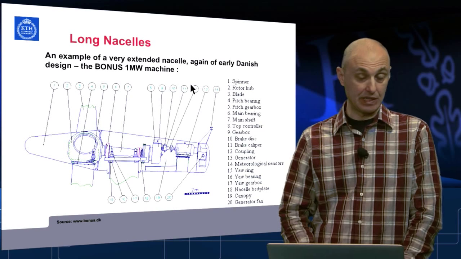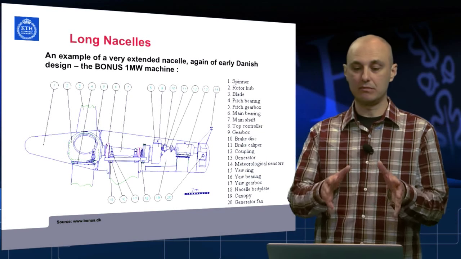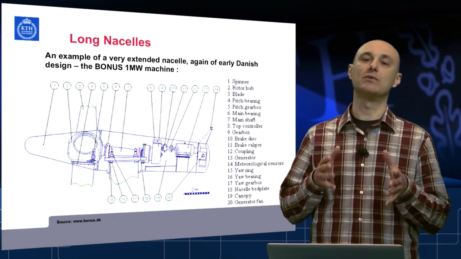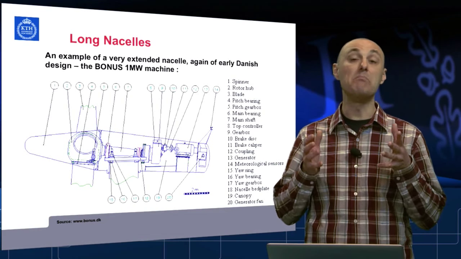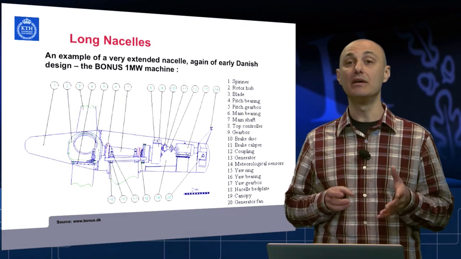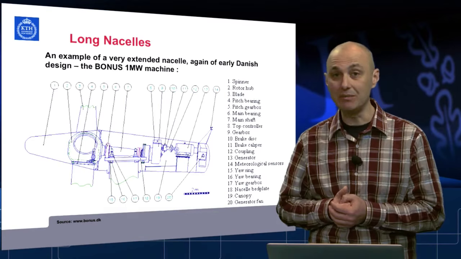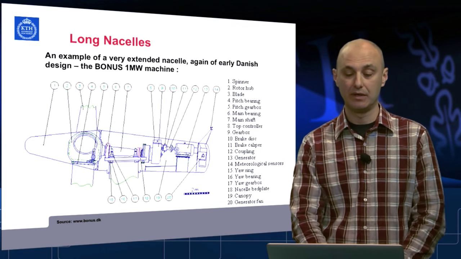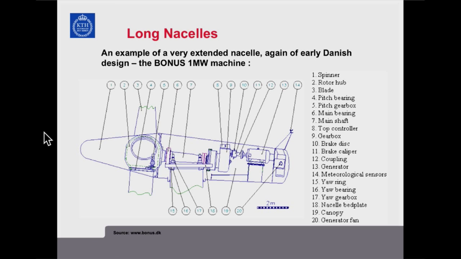This is the other extreme, again a good example. Now exactly this one is a 1 megawatt machine. The name, or the make, doesn't exist anymore either, but it actually is a part of Siemens now, so the factory is there. It represents another approach, the very long extended nacelle.